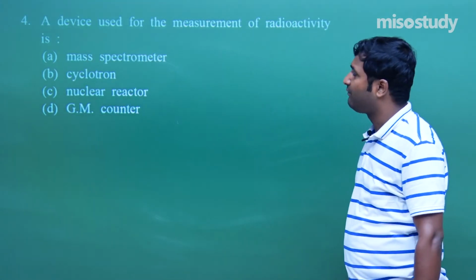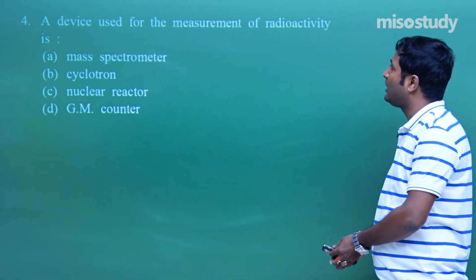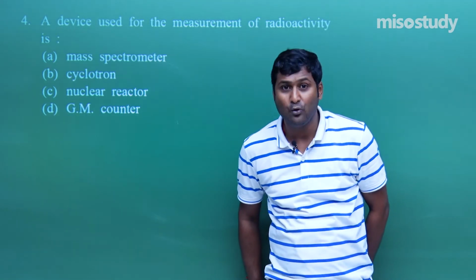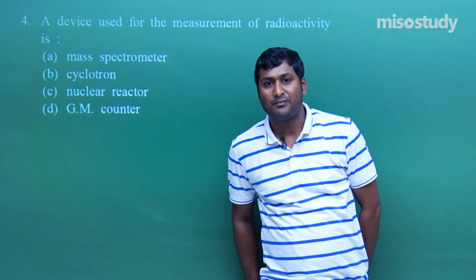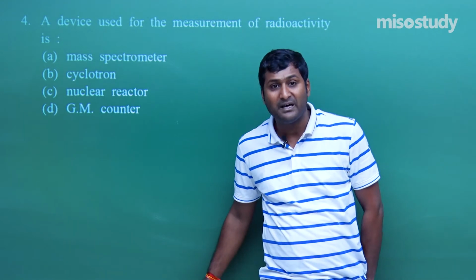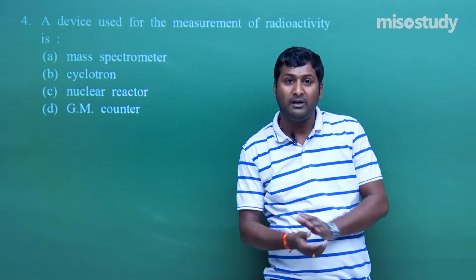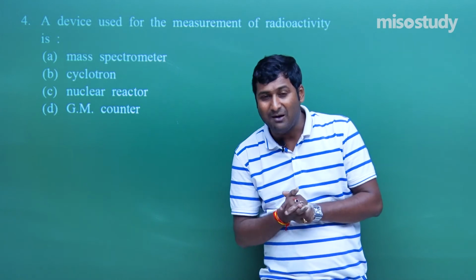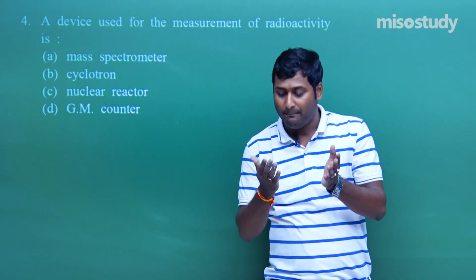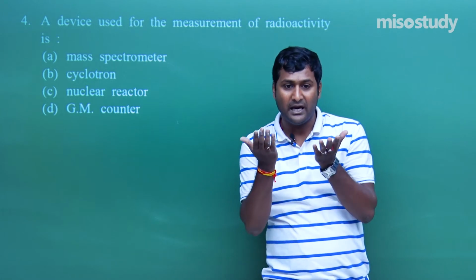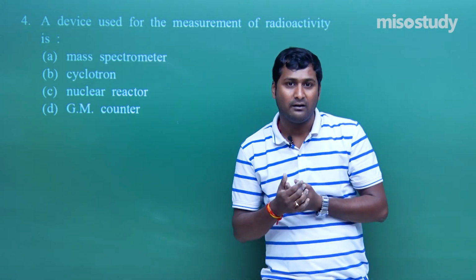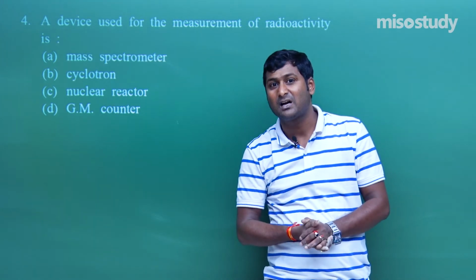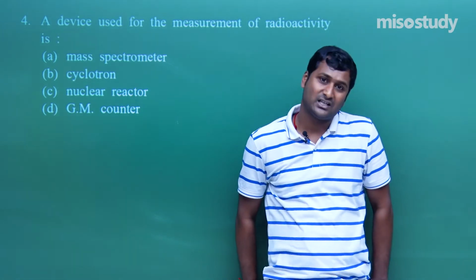Now let's move to the next one. The next one is question number 4. A device used for the measurement of radioactivity. What will be the answer? I am asking this question from you. Tell me, I am giving you a few seconds, friend. A device which is used to measure radioactivity. Do you have any clue? During my lecture, I discussed two main counters by which we can measure radioactivity. The first one is the GM counter and the second one, friend, is the scintillation counter.